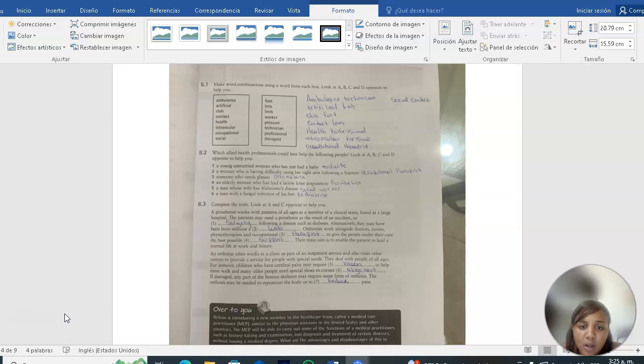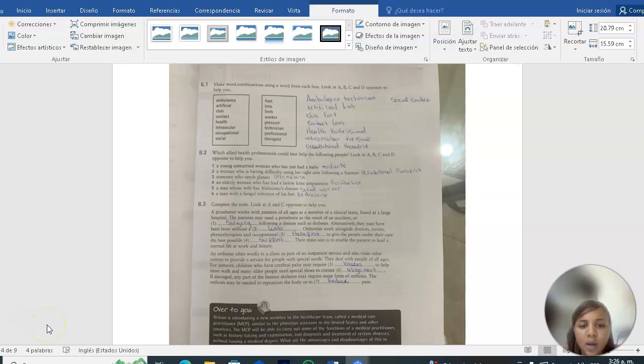Which health professional could best help the following people? Look at A, B, C, and D opposite to help you. A married woman who has just had a baby? Midwife. A woman who is having difficulty using her right hand following a fracture? Occupational therapist. Someone who needs glasses? Optometrist.